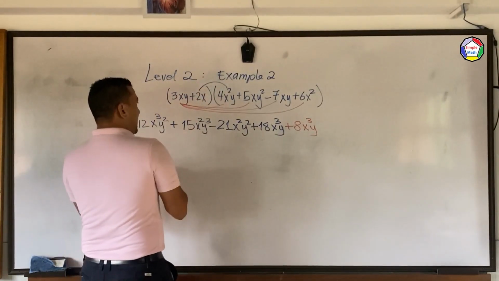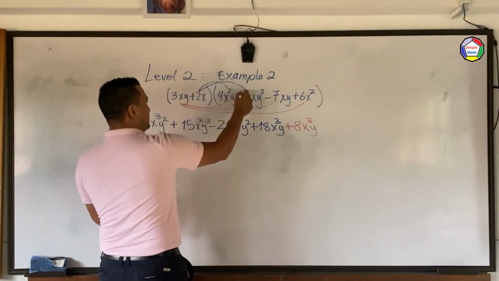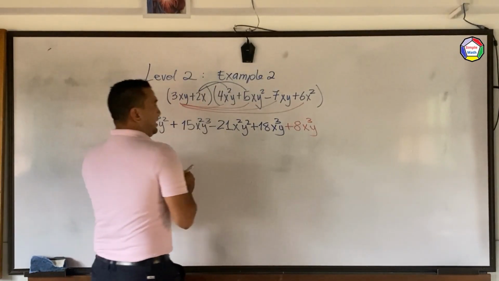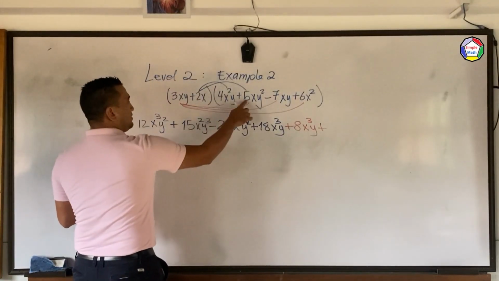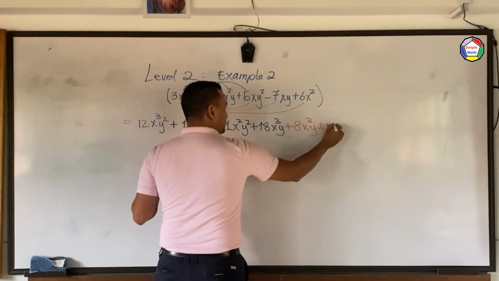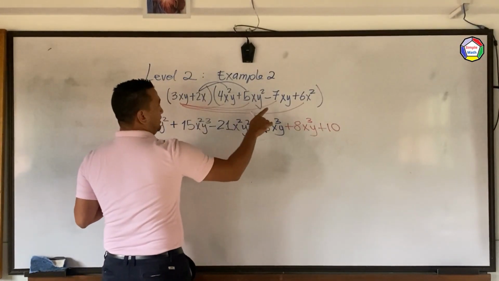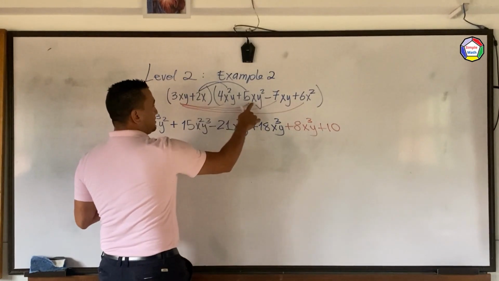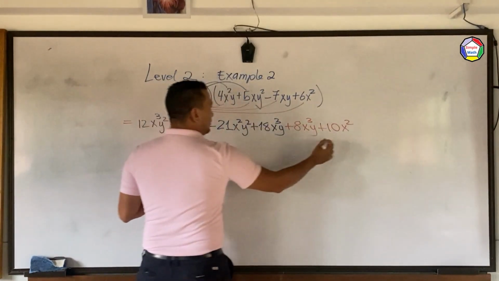Then I'm going to multiply positive times positive. Yes, this one with this one. Gives me positive. Yes. 2 times 5 gives me 10. X and x squared. And of course, I have to include y2.